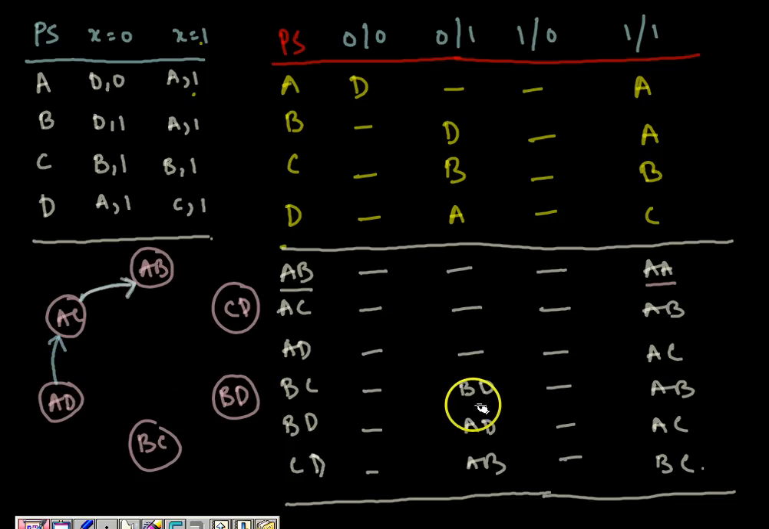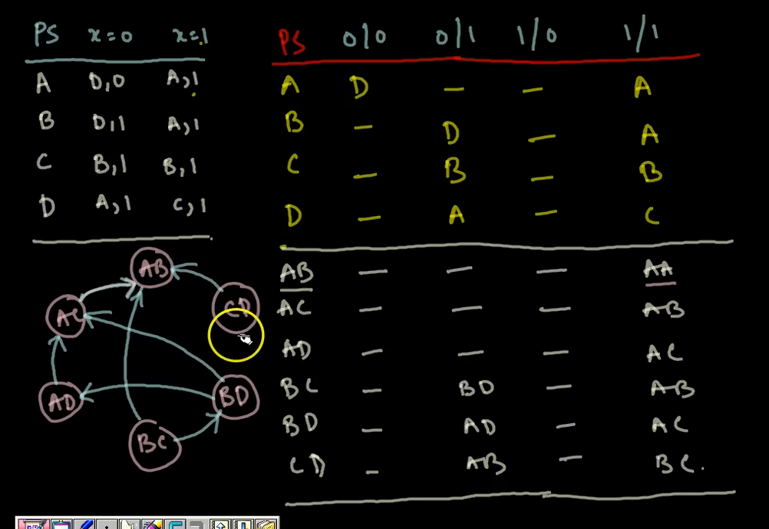Then BC arrow BD and BC arrow AB should be there. Then BD arrow AD, then BD arrow AC, then CD arrow AB and CD arrow BC. So this completes the testing graph.